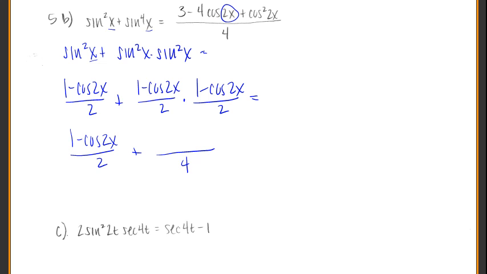So 1 times 1 is 1. Outsides would be a negative cosine 2x. Insides is a negative cosine 2x. And lastly, a negative times a negative is a positive cosine squared 2x. Again, whenever I'm multiplying or doing any of this algebra, your angles don't change the sign. You're only going to work with the coefficients in front.